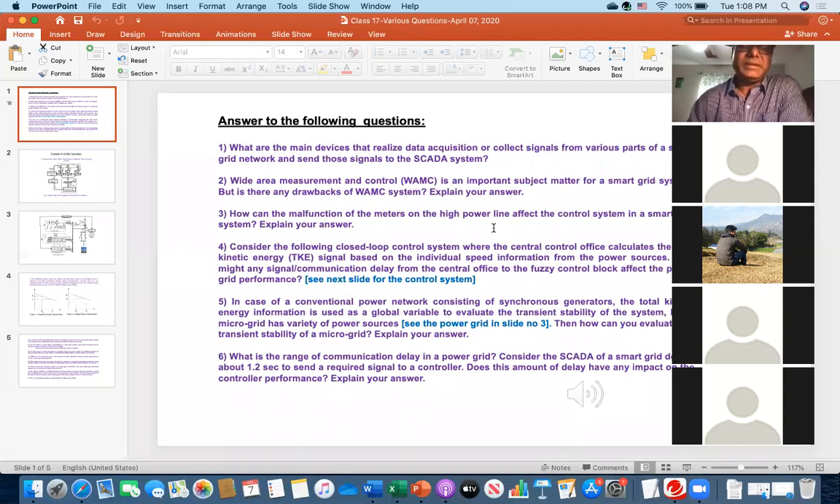4.6 kV. So there are high power lines which carry very high voltage, and on those high voltage lines there are different meters. One example of the meters is called the PT, that measures the high voltage along the high power line. And the other one is called the CT.